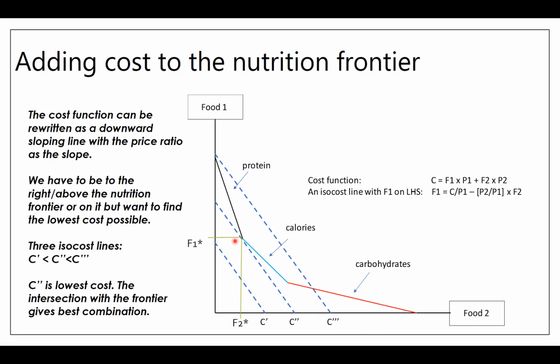And so the normal way to do this is just to start drawing in cost lines that have the right price ratio. Negative P2 over P1 is the slope of the iso-cost line. So you draw one here at C3, draw one here at C2, you draw one here at C1, and I'm replacing the number of primes, or the number of apostrophes, I guess, is C1, C2, C3. And if we assume that C prime is less than C double prime and less than C triple prime, then our goal is to get to the lowest cost but still be feasible.